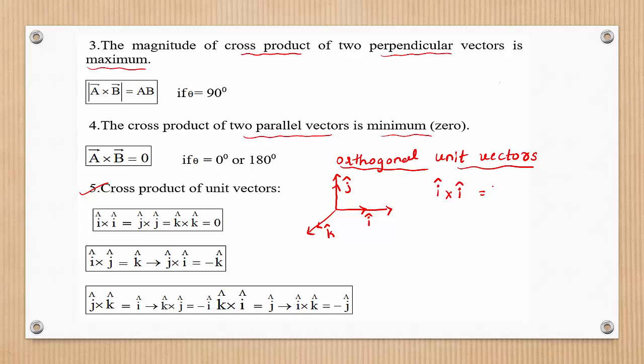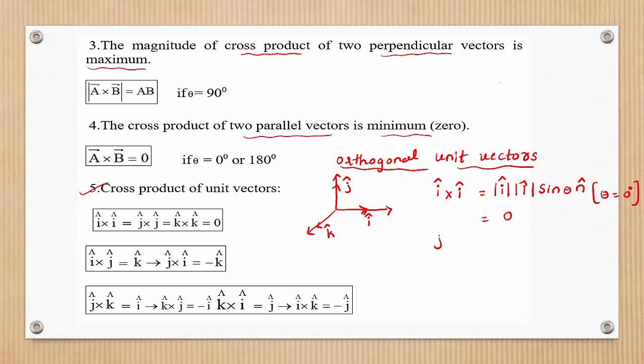i cap cross i cap. We know the formula: mod of i cap into mod of i cap into sine theta into n cap, which gives magnitude as well as direction. What is the value of theta here? Theta is equal to 0 degree because this is i cross i. i cap is along the x-axis, and the other vector is also the same, so the angle between them is 0 degree because both are parallel. So sine 0 is 0, and 0 into anything will be 0. If there is no magnitude, then there is no value for direction.